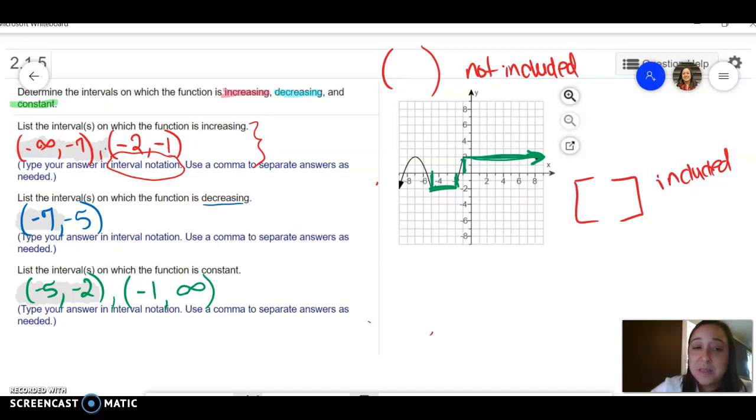My function is going to be constant. So guys, this is your piecewise function, and this is interval notation for your increasing, decreasing, and constant intervals on the graph. If you have any questions with this, just shoot me an email.